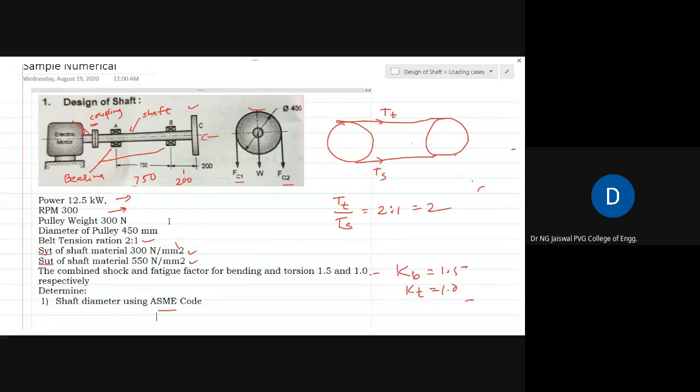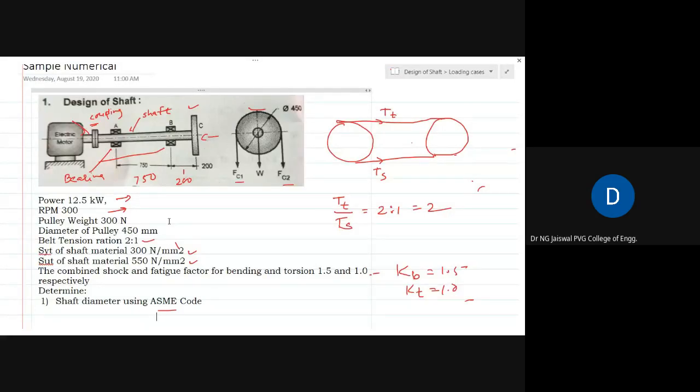One loading is bending moment, because there are some forces. Only weight is there. Belt tension is there. So some loads are there. If there is any point load, it means that the shaft section is subjected to bending moment. How is it to be found out? That is a different thing, but you can see it. So one loading is bending moment.